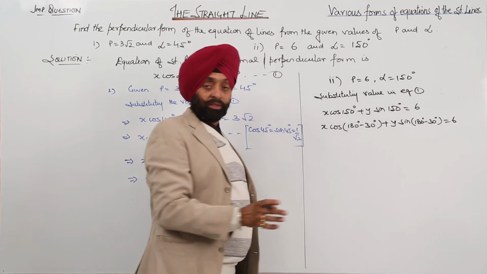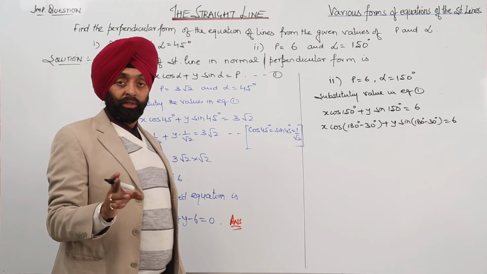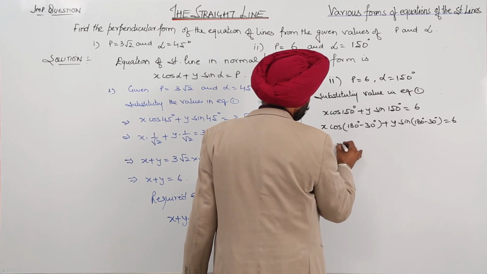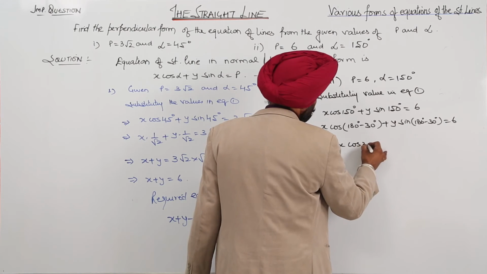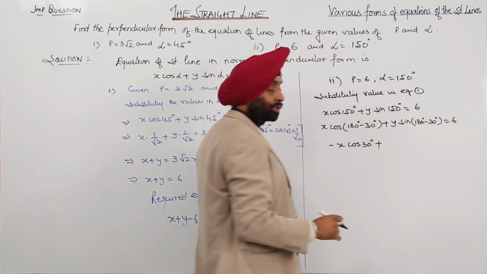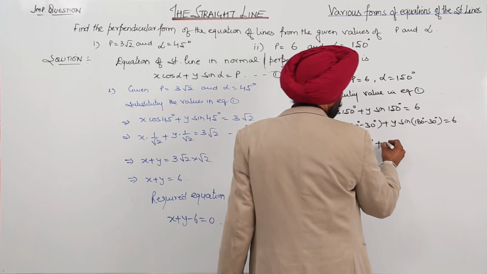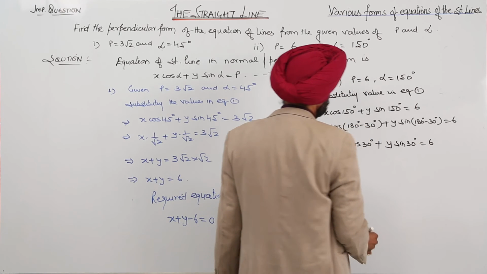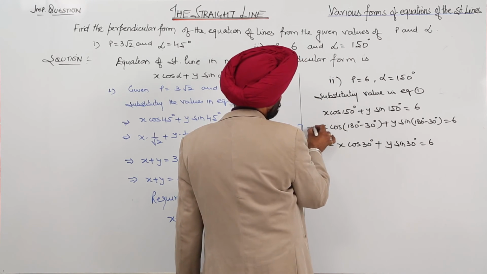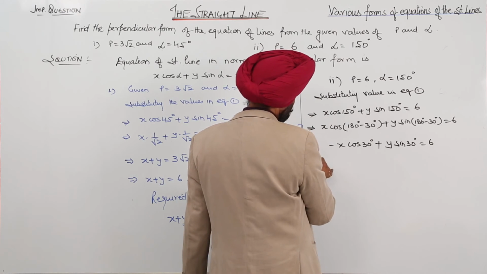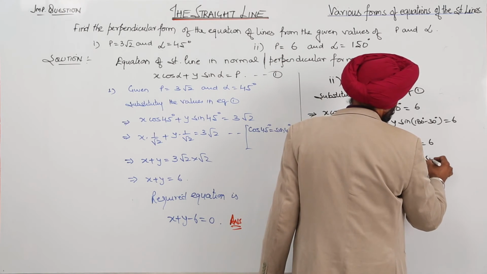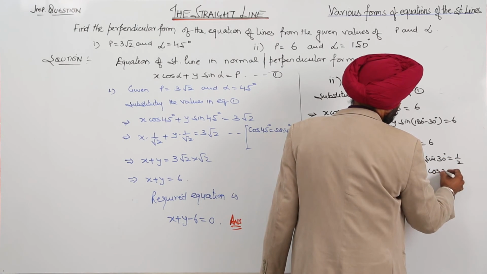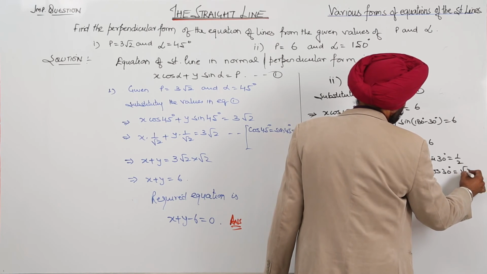Now cos 180 minus 30 falls in the second quadrant. So in the second quadrant cos is negative. So we can write it negative of x cos 30 degree, and sin in the second quadrant is positive. So this will become plus y sin 30 degree is equal to 6. Now sin 30 degree is equal to 1 upon 2 and cos 30 degree is equal to square root of 3 upon 2.